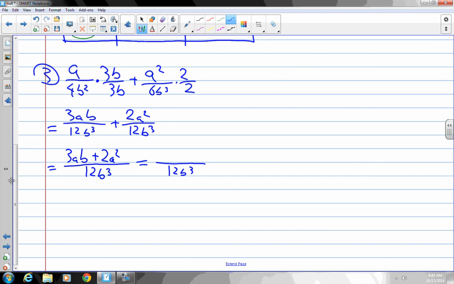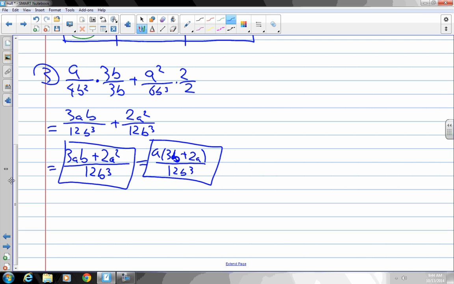So in the numerator, we can pull out an a: 3b plus 2a. Did that do any good? Can I reduce anything? No. So that's my final answer. Either this or that, this is a perfectly acceptable answer. So we tried to reduce, nothing reduced.